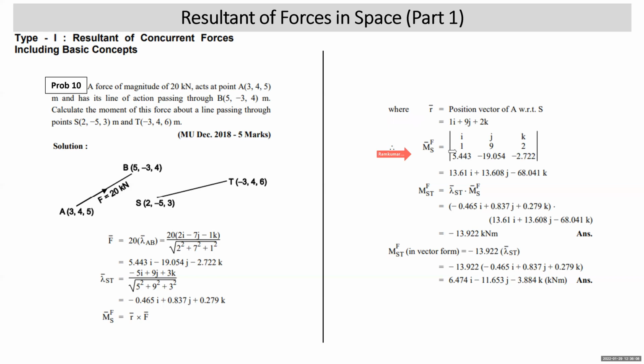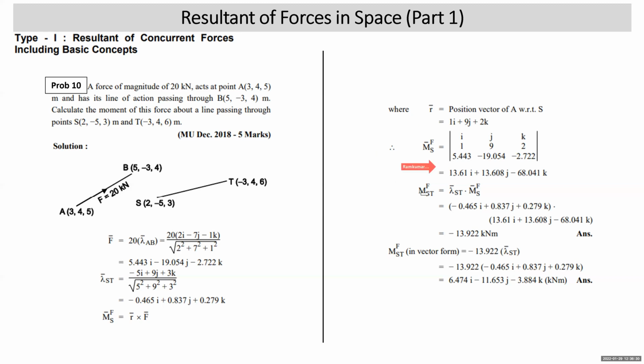Then you find the moment of force about S. First row I, J, K, second row are the components of the position vector 1, 9, 2. Then these are the three components of the force Fx, Fy, Fz. From here we have substituted. Fx is 5.443, Fy is -19.054, Fz is -2.72. You got the moment of the force about the first point of the line.